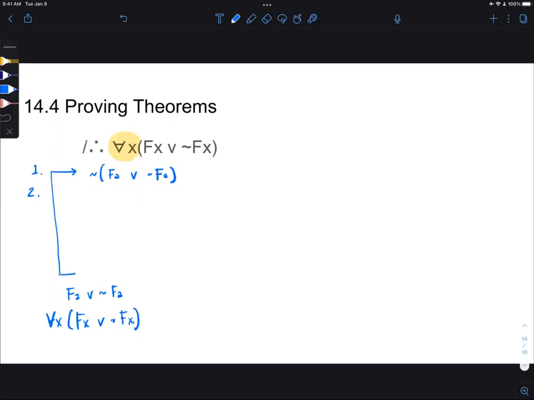And I also remember that weird rule called disjunction introduction or addition that allows us to get a disjunction. So I'm going to say I want FA. If I could get FA, then I could use disjunction introduction to get FA or not FA. And that would be the negation of line 1. And so I'll just use the repeat rule to get it down here.